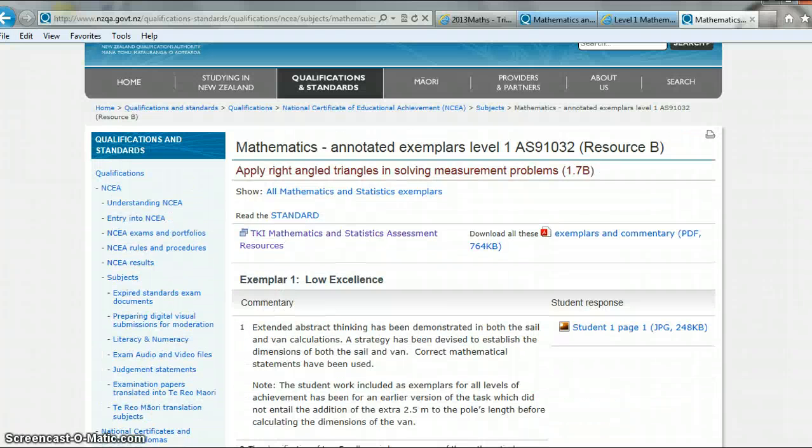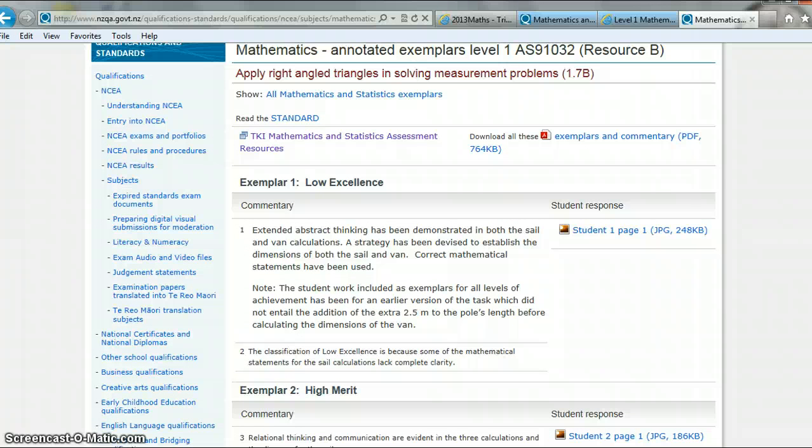So what you get when you're here for that resource is exemplars. They're actually exemplars of student work and what grade they receive. So here, for example, a low excellence, you need extended abstract thinking has been demonstrated in both the sail and van calculations. A strategy has been devised to establish the dimensions of both the sail and the van. Correct mathematical statements have been used.